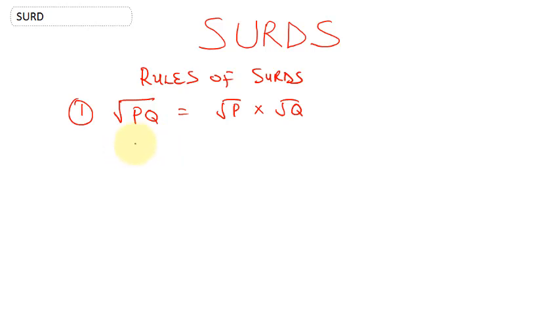For instance, if you have root 12, this is the same thing as, now recall that 12 is 2 times 6, or you could say 3 times 4. So this is 3 times 4. Now this is also the same thing as root 3 times root 4. Okay, so that's the first rule.